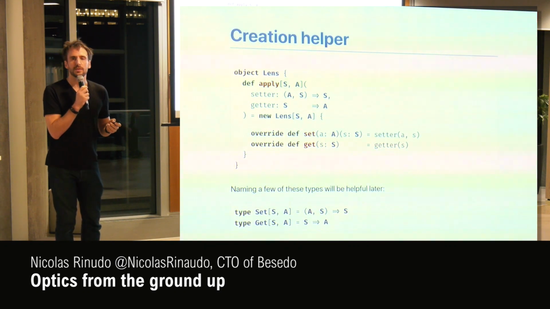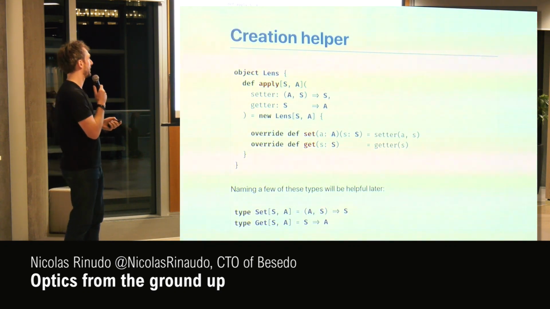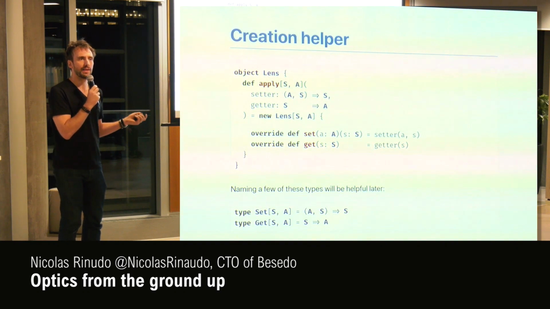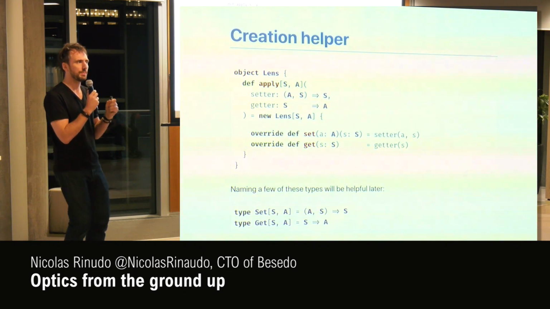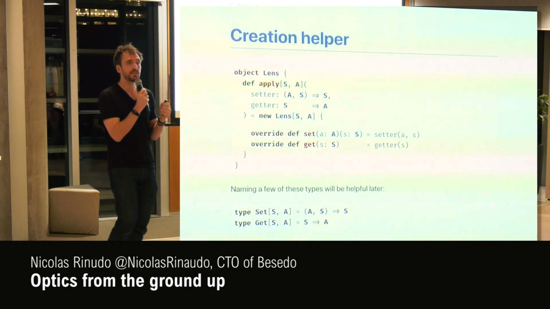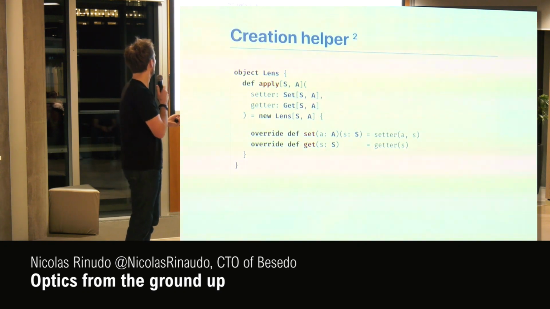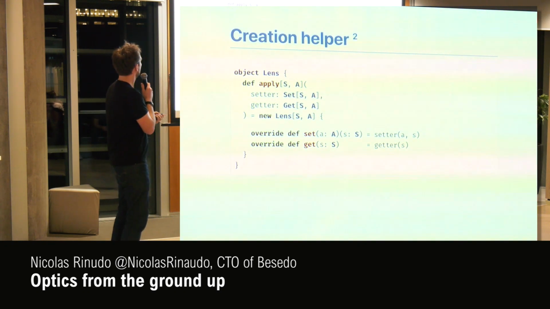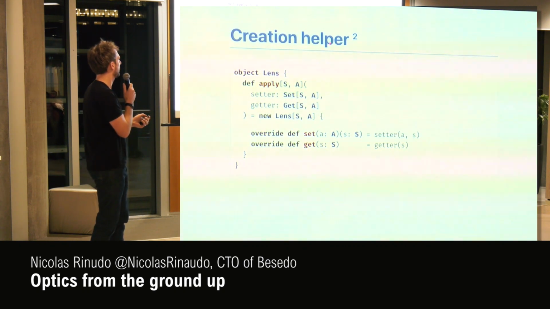If at some point I'm going too fast, or there's a lot of S's and A's in what I'm saying, maybe you just need to slow down or ask questions, please do so. And so this is just the creation helpers rewritten with the type aliases.